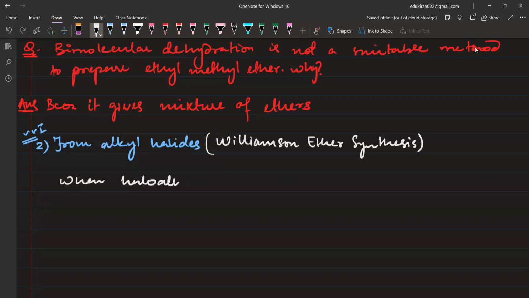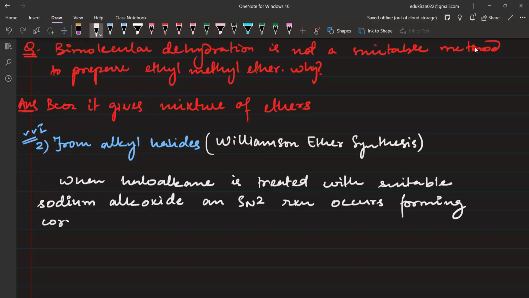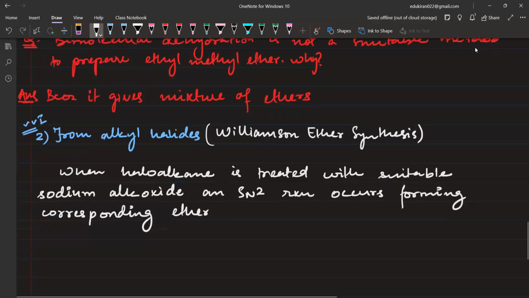When haloalkane is treated with suitable sodium alkoxide, an SN2 reaction occurs, forming the corresponding ether. So basically we will start with alcohol.